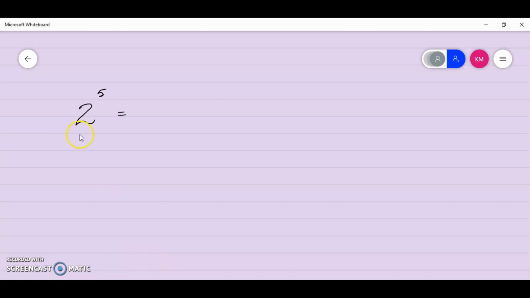Now, you are going to see one number appear larger than the other number in font. When I say in font, we know that 5 is numerically larger than 2. However, the 2 is written bigger than our 5. We refer to this number that is written bigger as the base. And this small number at the top right hand side is called the index.